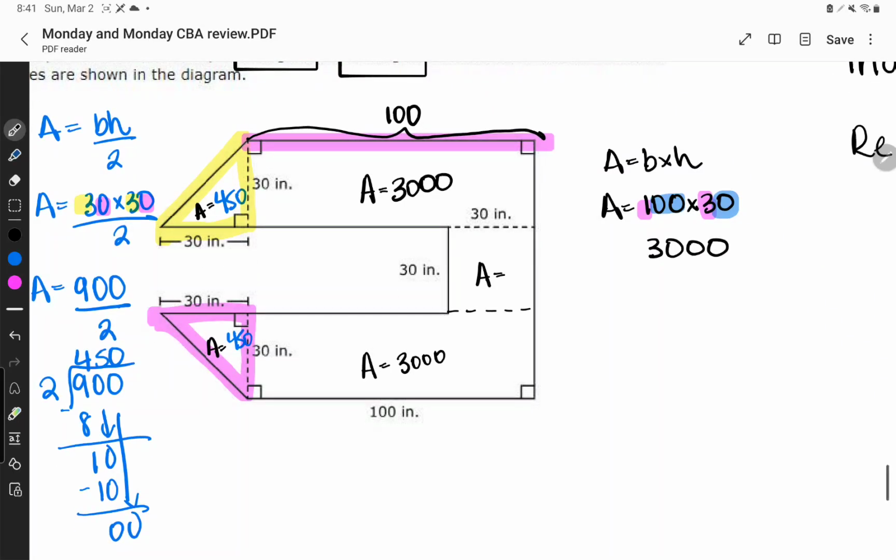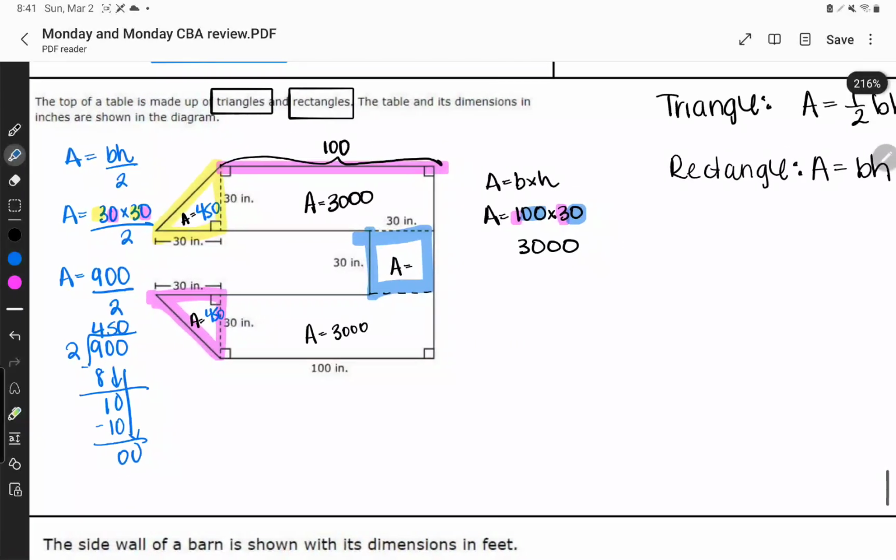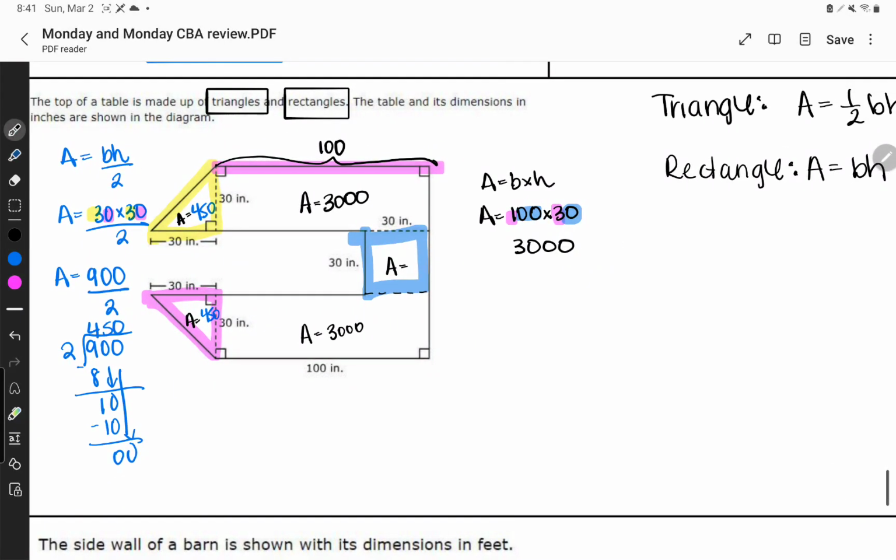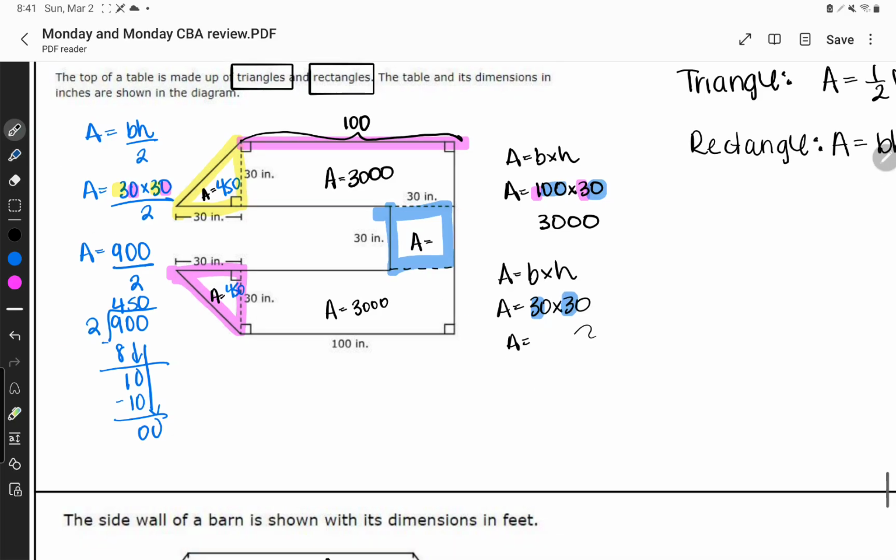And then I have this last little itty bitty part right here, which is actually a square. And it is a 30 by 30. Squares also are just base times height. And so I would do 30 times 30. And that gives me 3 times 3, which is 9. And then attach on the 2 zeros on the end. And so that gives me 900.